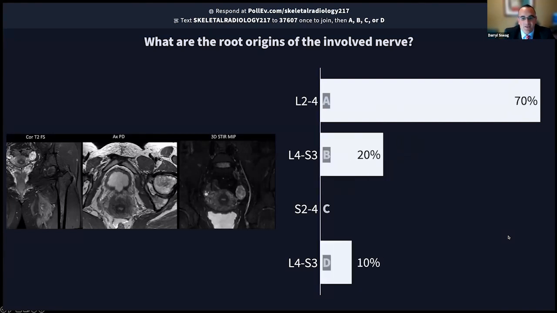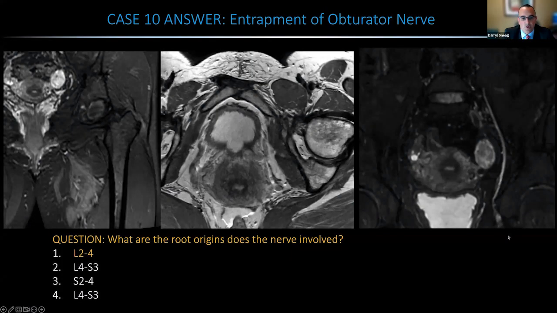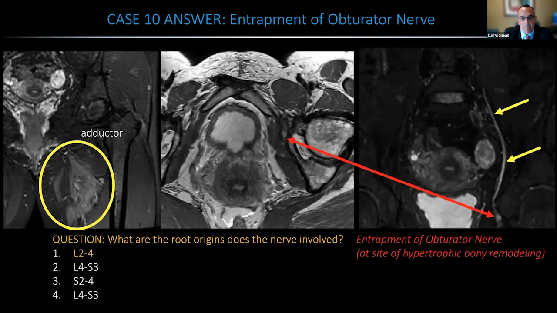Okay, again, we started off really hot, pulling back a little bit, but the majority of you have it right, L2 to L4. So what nerve are we dealing with? Well, we have denervation edema pattern of the adductor muscles. And here is the obturator nerve. So L2 to L4 root origin contribution, similar to the femoral nerve.